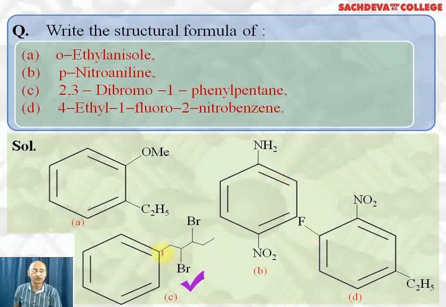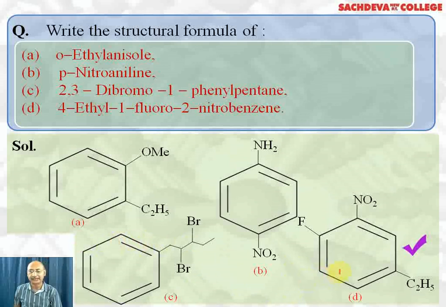Next compound is 2,3-dibromo-1-phenyl. This is the first position. So this is called 1-phenyl. This is the second position. This is first, which is attached to the phenyl group. This is second, which is attached to bromo. This is third, which is attached to bromo. This is fourth, and this is fifth. So to the first carbon atom, a phenyl group is attached, so we have written 1-phenyl. Pentane, this is 5 carbon atoms: 1, 2, 3, 4, 5. On the second and third carbon, there are bromo groups. So this is the structural formula of 2,3-dibromo-1-phenylpentane.